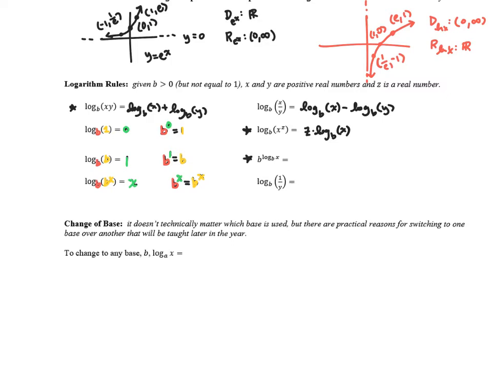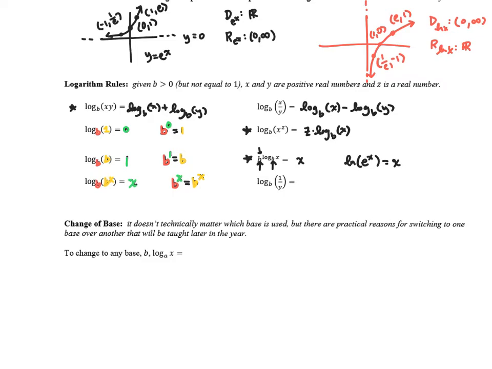This property here, b to the log base b of x: if this base and this base match, and the coefficient out in front of the log is 1, then you can reduce it all out and that becomes x. In a similar way, natural log of e to the x, those also reduce out. That becomes x. So those two properties are big ones. You'll see them show up on occasion.